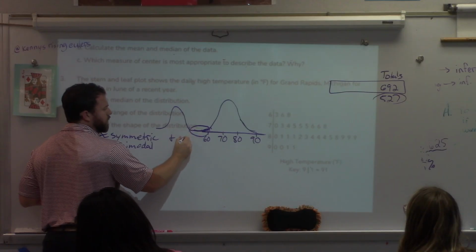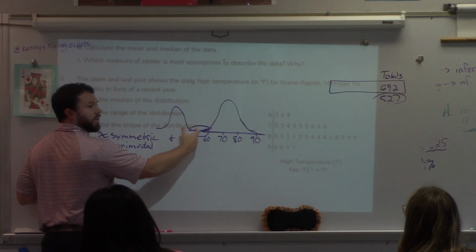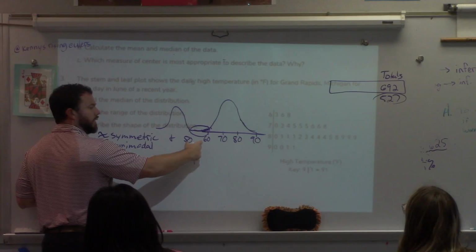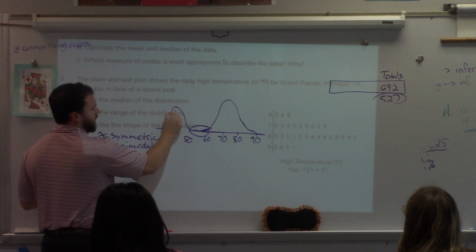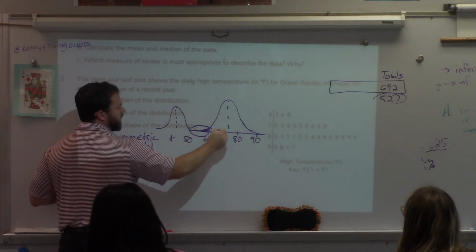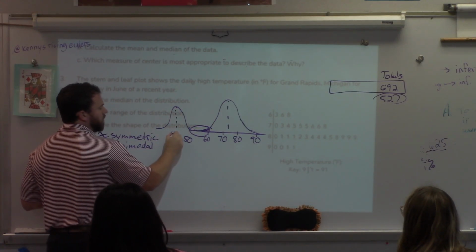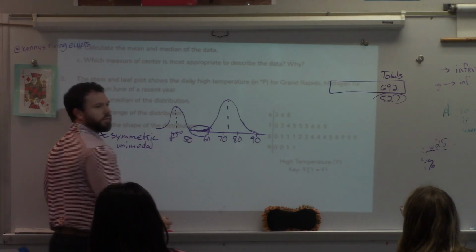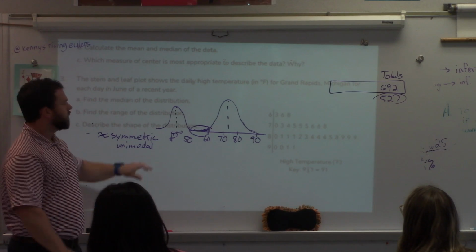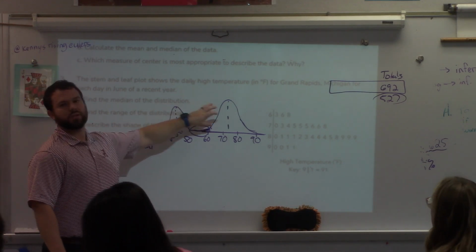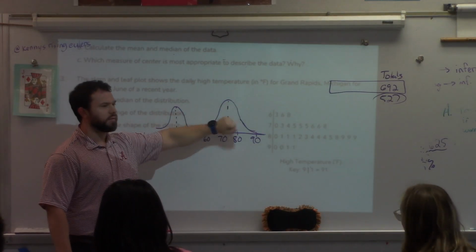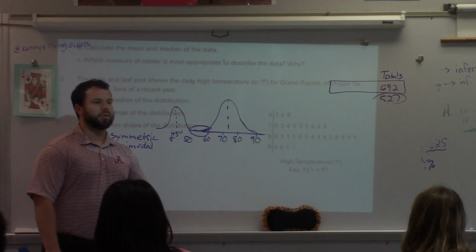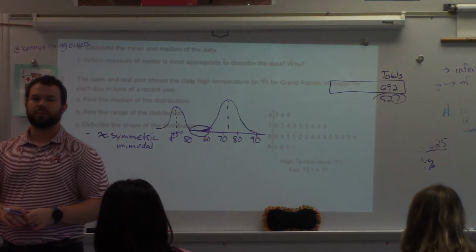A gap, right? So we would just say there's a gap in the high temperatures from 50 to 60. And then we could say there are clusters around 45 degrees Fahrenheit and 75 degrees Fahrenheit. That's it, right? When we say clusters, we're talking about those modes there. So it is clustered around 45 degrees Fahrenheit and 75 degrees Fahrenheit, and there's a gap for the highs between 50 and 60.